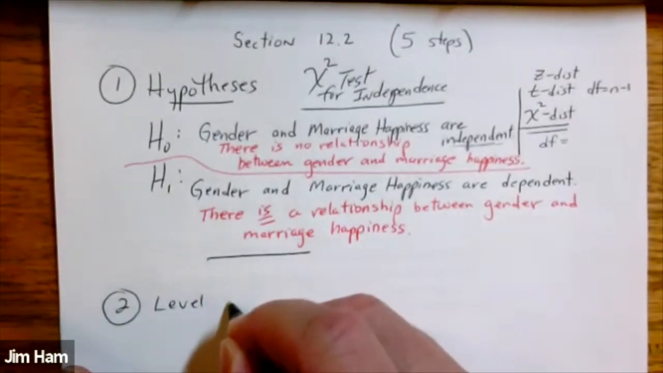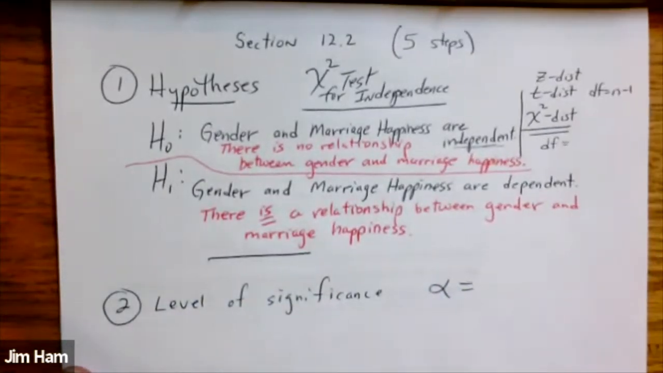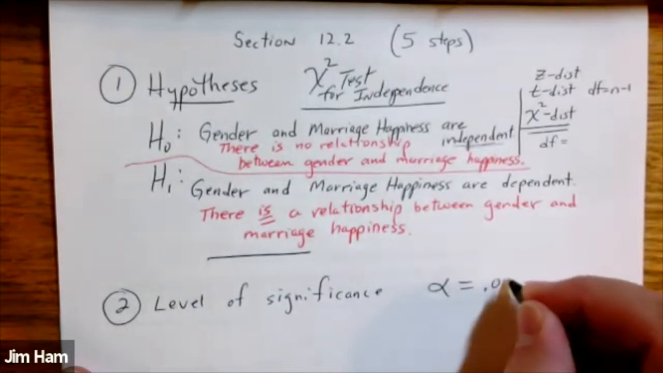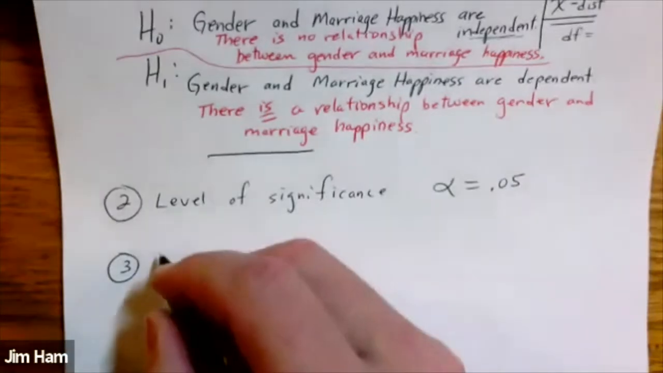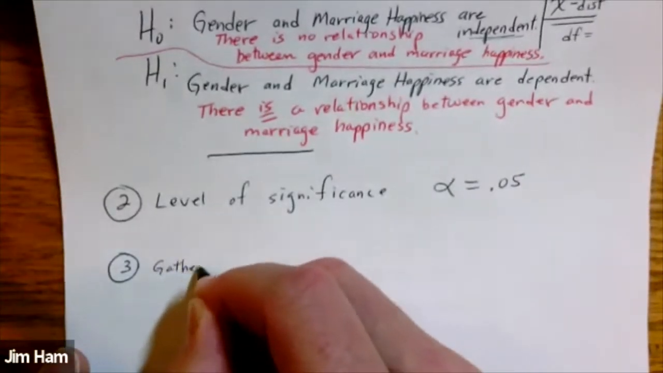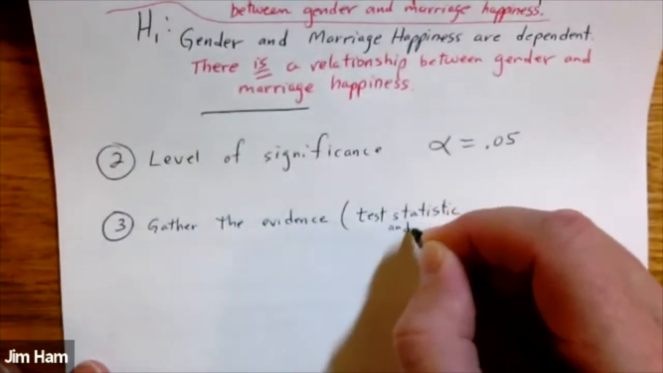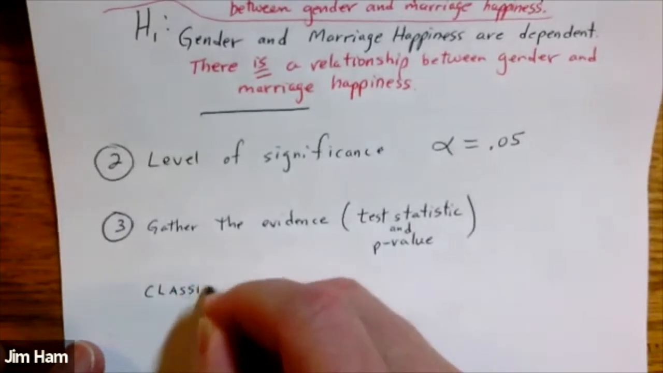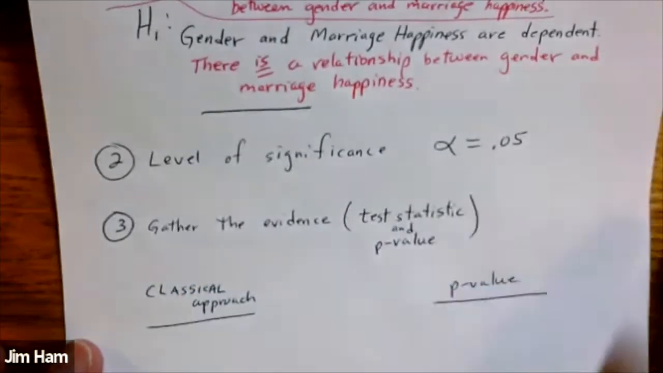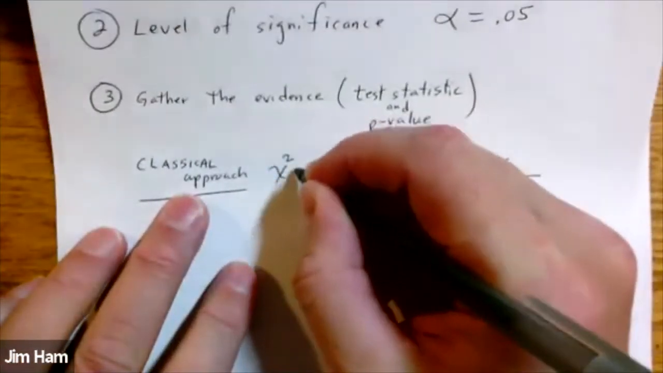The next step is to identify the level of significance, and there's no difference in this. A lot of times it's just identified in the test itself, or if not given, you can specify alpha to be 0.05. Okay, so 3 is the one where we gather the evidence, and it usually means to calculate a test statistic and a p-value. And usually we have a calculator function to do that. All right, so there will be a classical approach for this one, and there will be a p-value approach, as before. I mentioned that the sampling distribution is not a t-distribution or a z-distribution. The classical approach will use a chi-squared distribution.